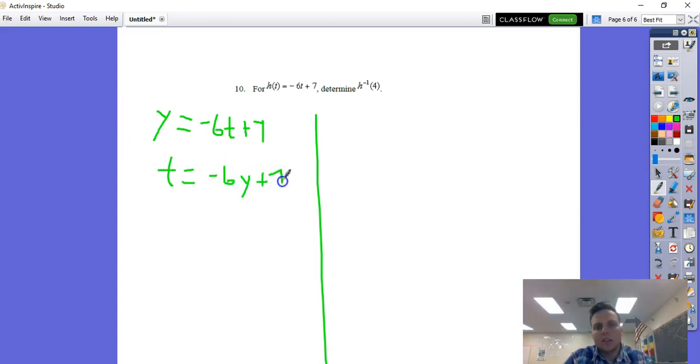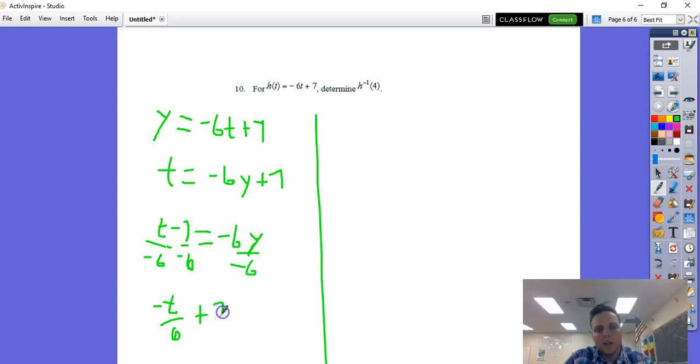Okay, and now I need to solve for y. So I subtract 7. So t minus 7 is equal to negative 6y. Now I divide everything by negative 6. And remember, since our end goal is really just to plug in a number, this doesn't have to be super clean. I don't have to simplify it crazy far down. But this is just going to be something like negative t over 6. Negative divided by negative becomes a positive, plus 7 over 6. And that's going to equal y.